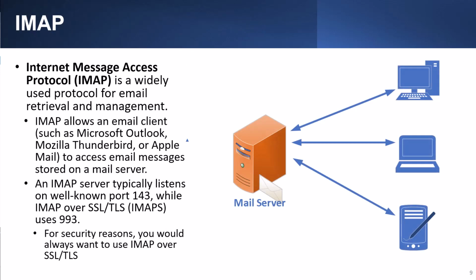Internet Message Access Protocol, or IMAP, is a widely used protocol for email retrieval and management. IMAP allows an email client such as Microsoft Outlook, Mozilla Thunderbird, or Apple Mail to access email messages stored on a mail server. An IMAP server typically listens on well-known port 143, while IMAP over SSL/TLS, or IMAPS, uses 993. For security reasons, you should always want to use IMAP over SSL/TLS.